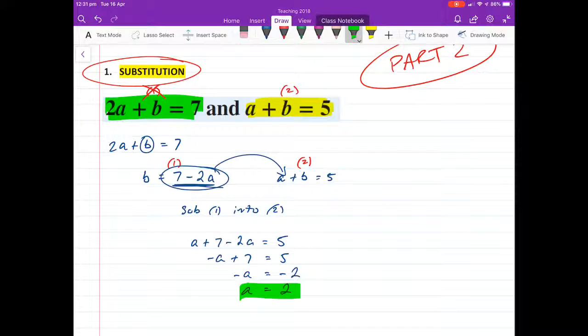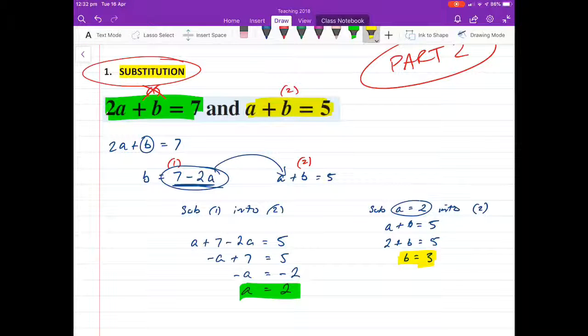Now we've got our first part of our solution. We're then going to come across to the right hand side, so we can keep it all on the screen, and sub a equals 2 into whichever one you want. Now, equation 2 looks nice and easy for me, so I'm going to chuck it straight back into equation 2. You can do 1 if you like, that's fine. The equation currently is a plus b equals 5. We're told that a is 2, so that's going to be 2 plus b equals 5. Take 2 from both sides, b is going to get us to 3. So there's the second part to our solution.